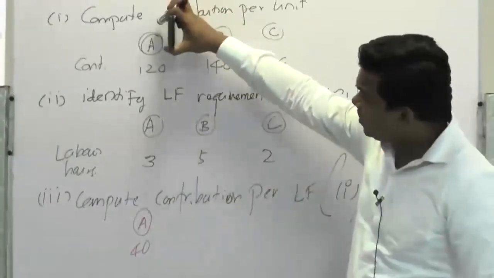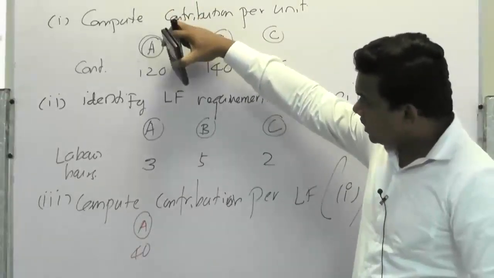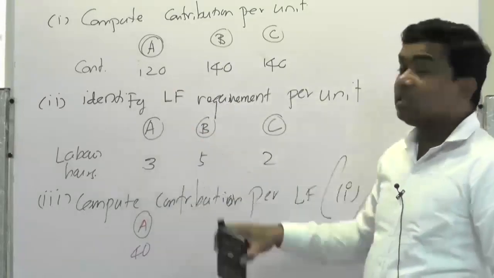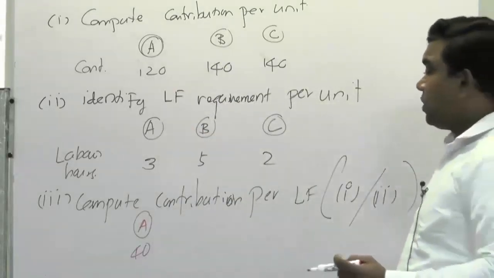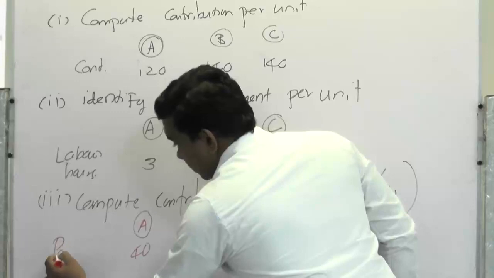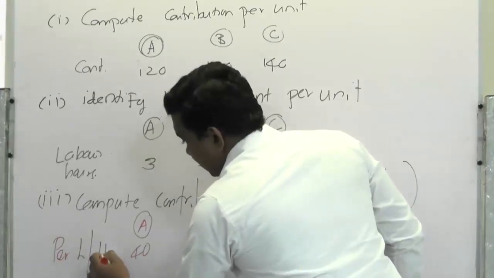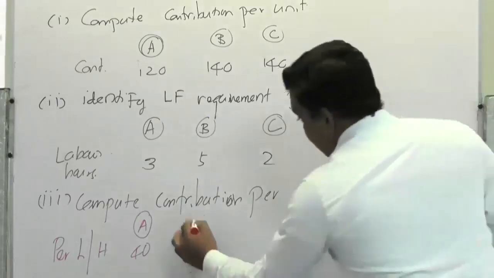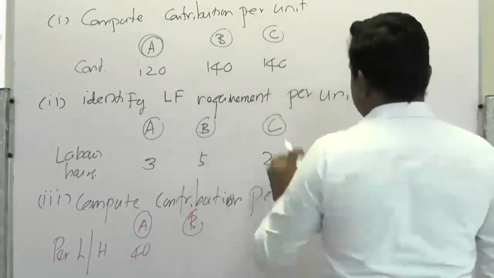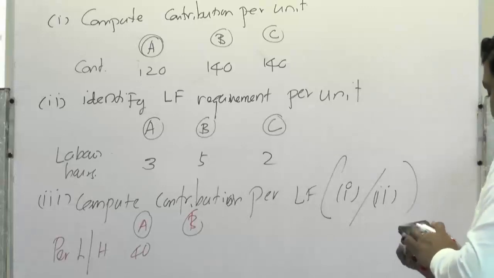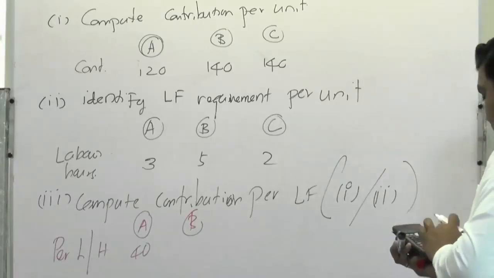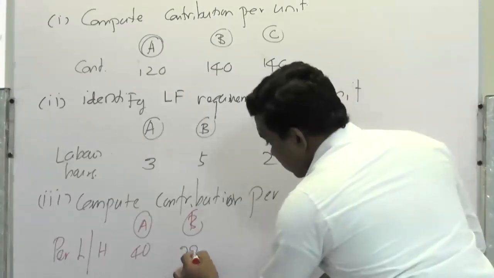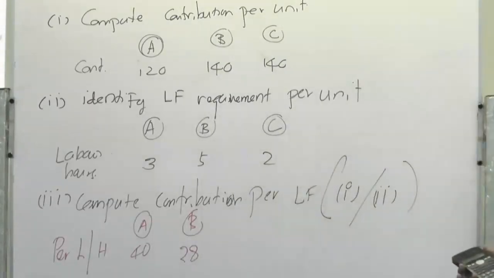If you produce 1 unit of A, total contribution is 120 from 1 unit of A, but it takes 3 labor hours. Therefore, per labor hour, you can have 40 rupees. In respect of product B, 140 per 1 unit, but it takes 5 labor hours. Therefore, 1 labor hour gives you 28 rupees.